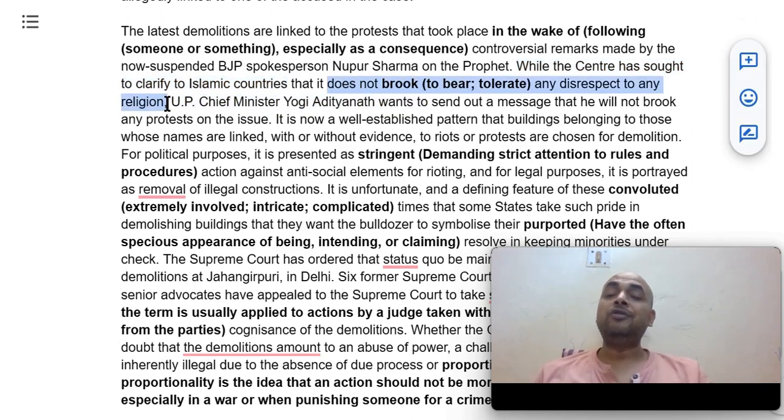Okay, now it has come to that point that the central government has to clarify to Islamic countries, Muslim countries, that they are not tolerating any disrespect to any religion. They have to give this clarification. यहाँ तक बात आ गई है. ठीक है, brook की meaning याद रहेगी, बर्दाश्त करना.